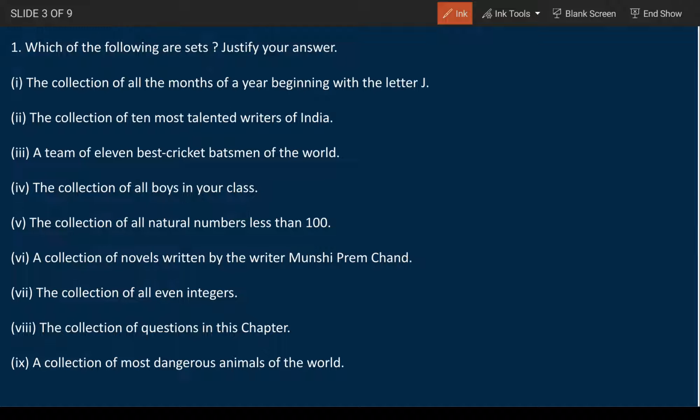letter J. So we know that the months starting with the letter J are January, June and July. So this is a set. The first answer is a set. The collection of the 10 most talented writers in India: here if we ask person to person, there is a change in the elements of the set, so we don't say it is a set.